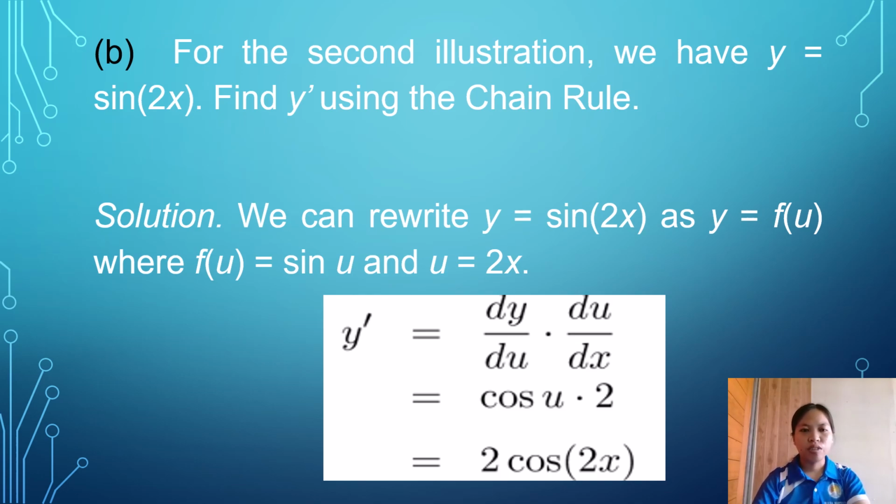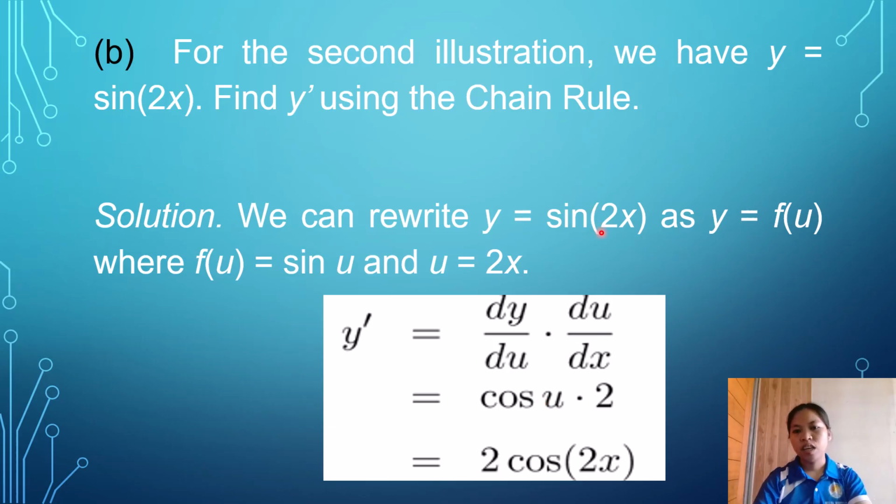Here, our inner function is u, which is the 2x. We rewrite y is equal to sine 2x as y is equal to f of u, where f of u is equal to sine u and u is equal to 2x. So by following the chain rule, we find y prime is equal to the derivative of y with respect to u, which is cosine u.